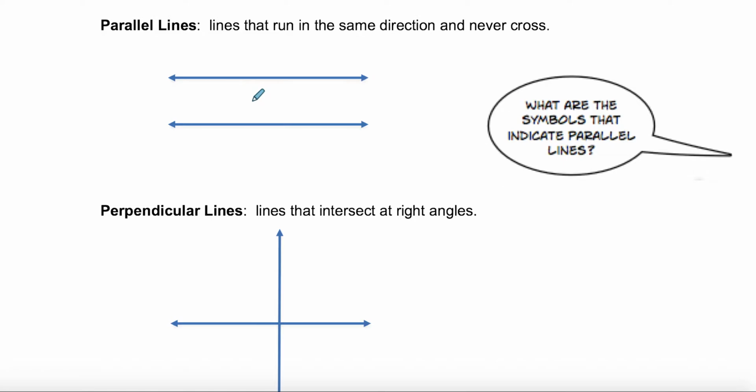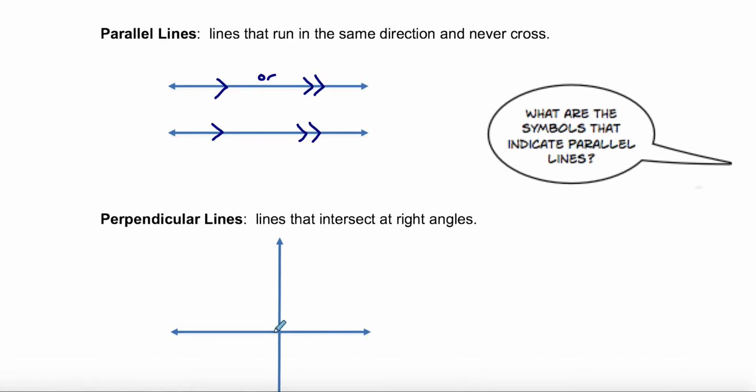Some symbols that you might see for parallel lines. So you might see a little set of arrows like that on parallel lines. And when you see those symbols, that's trying to tell you that, okay, yes, for sure, those lines are parallel. Or you might see there could be double arrows, or there could be even triple arrows.